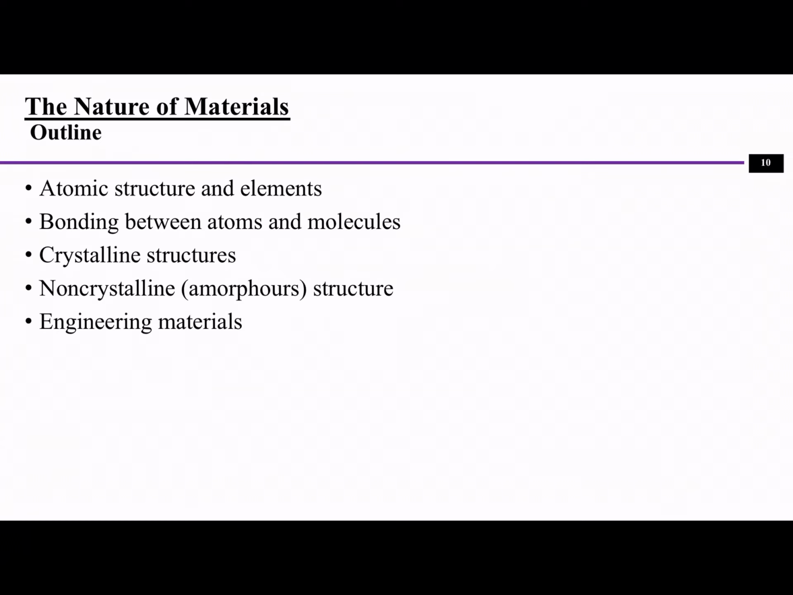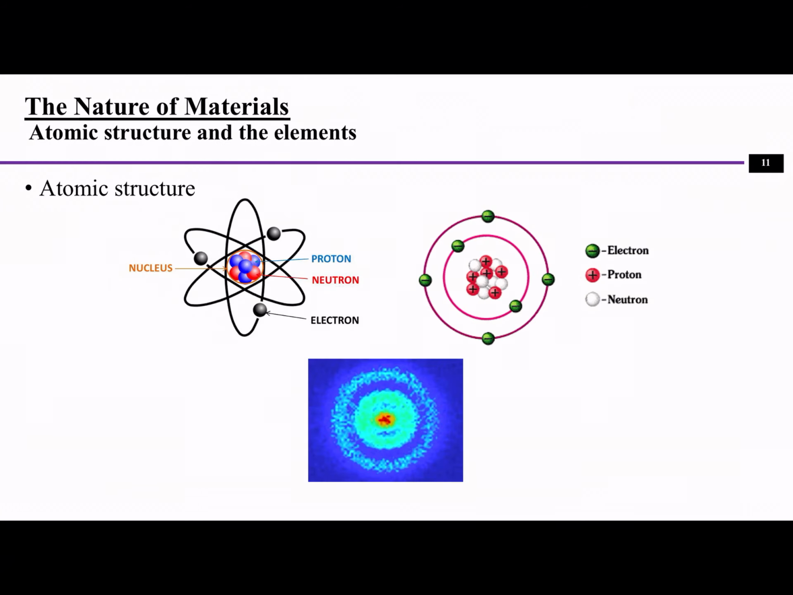All right. Now let's formally start our lecture with nature of materials. This is a little bit of an outline about the materials. We're going to talk a little bit about atom structures and elements, different bondings between atoms and molecules, and also different structures, crystalline structures and non-crystalline structures, and also what other engineering materials are commonly used in manufacturing.